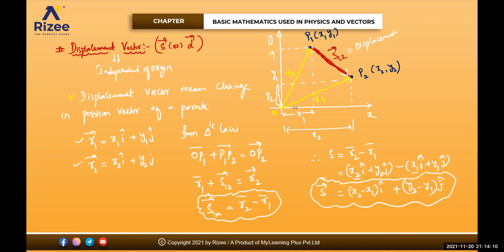Yes, sir. Displacement vector means the line joining P1 and P2 is known as the displacement vector. I have written in triangle law, O2P1 plus P1P2 must be equal to OP2. O2P1 is represented by R1, P1P2 is represented by S12, isn't it? This is S1,2. And OP2 is represented by R2. Now get the displacement out. S is equal to R2 minus R1.